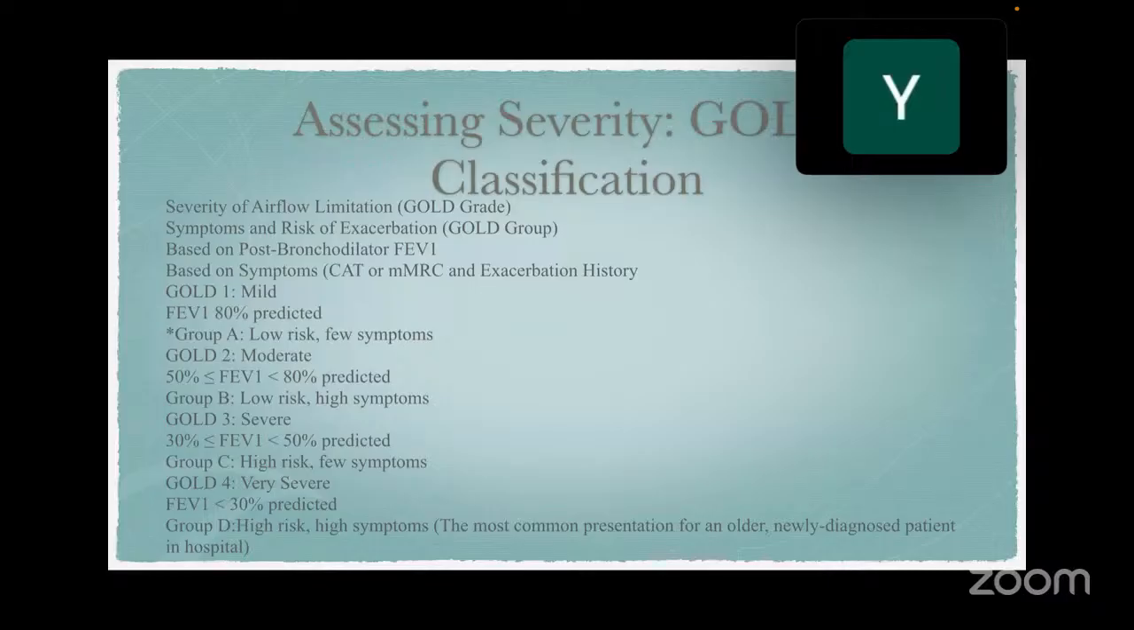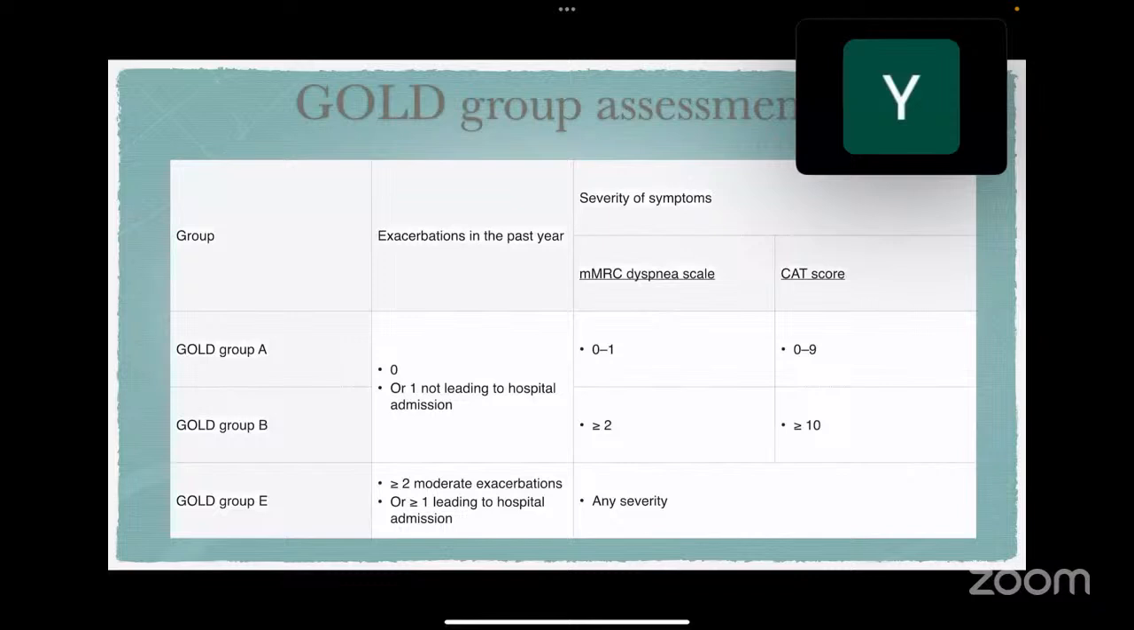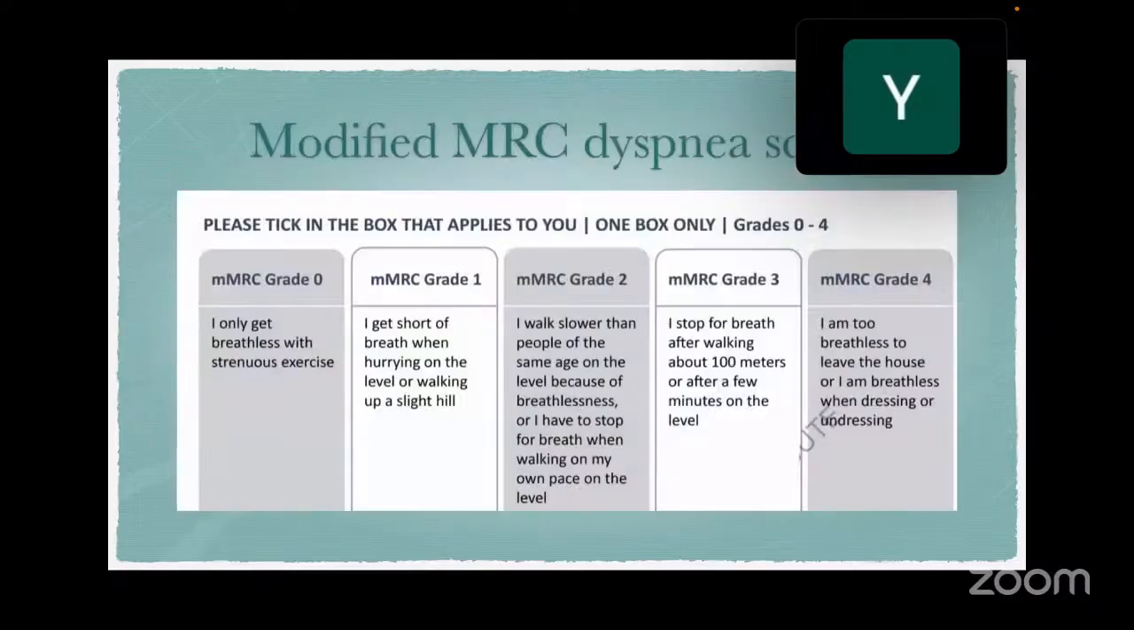Okay, so group E is the one regarding high risk and high symptoms. These are the ones who have more exacerbations and more severe symptoms. And then we have group A and B. I fixed this in the GOLD group assessment slide, so we have A, B, and E here. I apologize for the mistake.